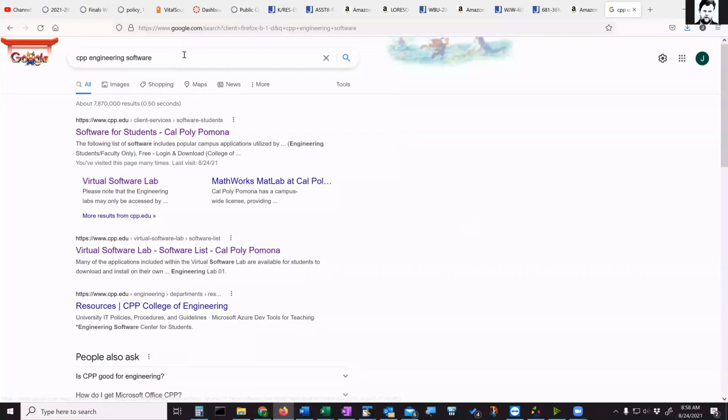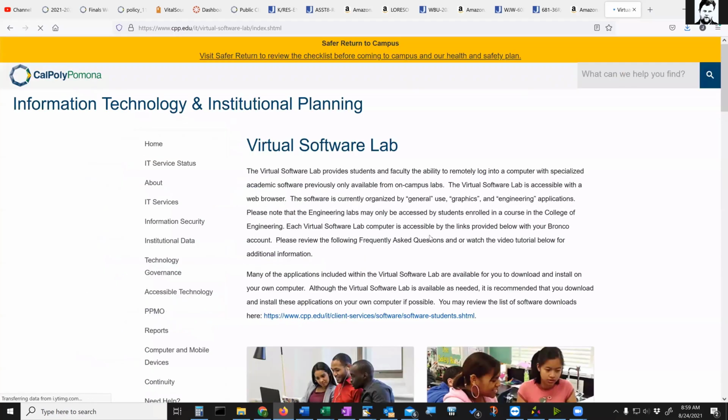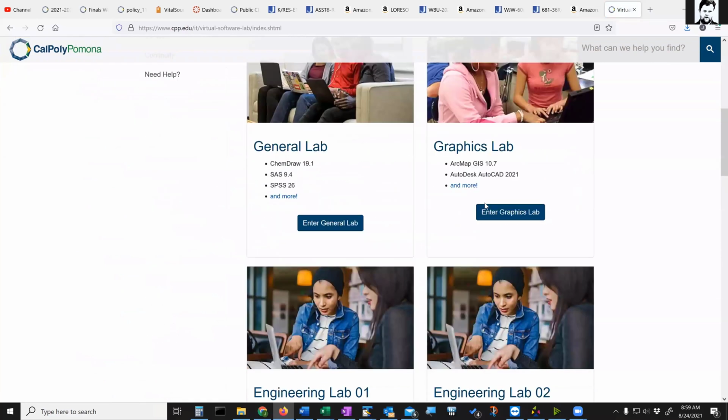Okay, so if I just typed in CPP engineering software here, and you'll see there's 2 options that come up. It says software for students, and then it also says virtual software lab. So if you're on a Mac or something that you don't want to install some of this software on, you can use this virtual lab computer here. I checked it out I think over the summer, and it worked fine.